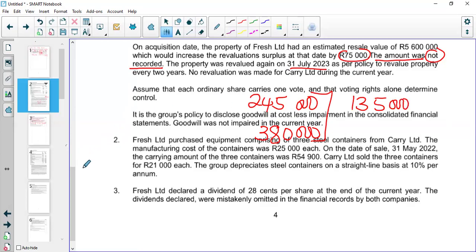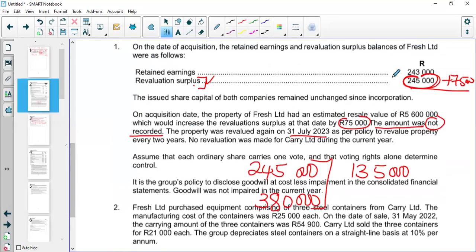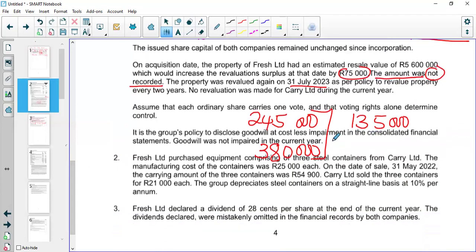But from a group perspective, the carrying amount was not 245, it was 245 plus 75. So from the group perspective, the carrying amount was 320. Therefore, the revaluation surplus from the group perspective is from 320 to 380. So when we deal with this from a group consolidation perspective, the revaluation surplus is going to be equal to 380 minus 320. That's 60,000.